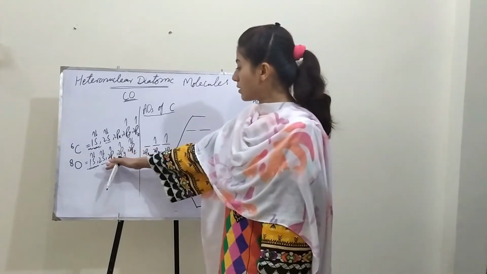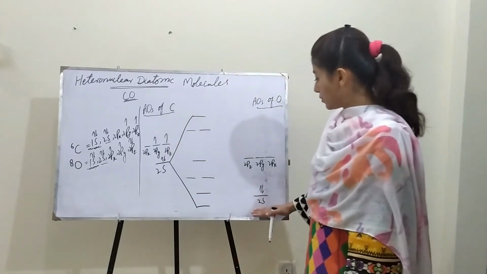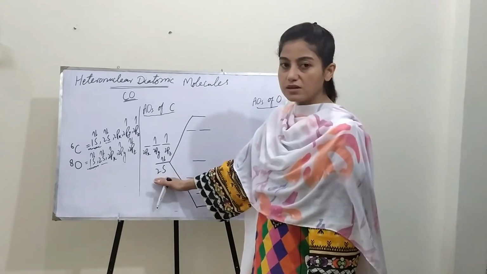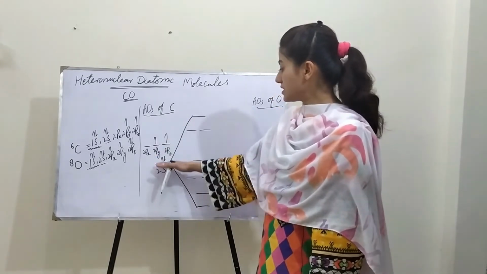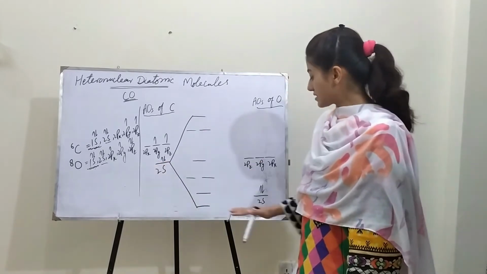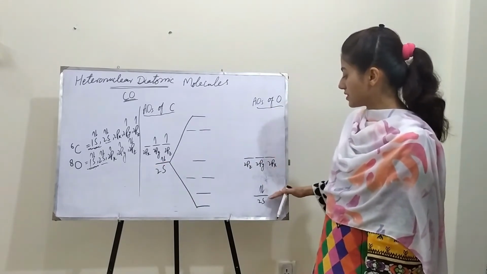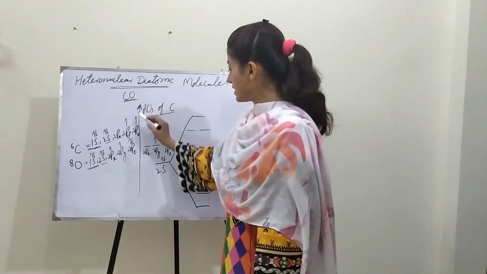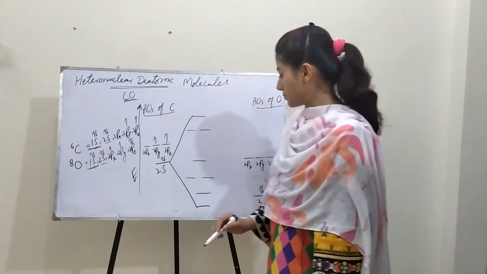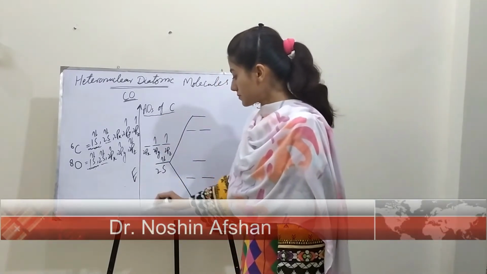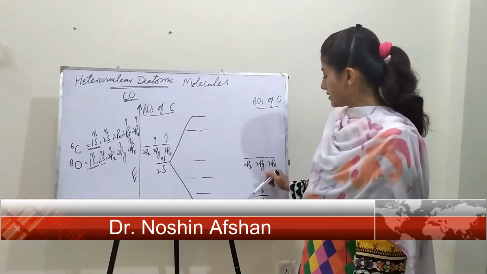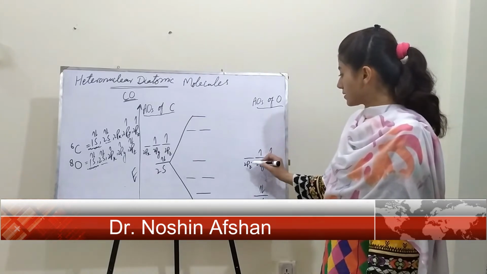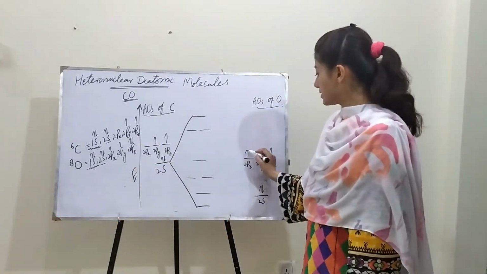Remember that the atomic orbitals of oxygen lie at a lower energy level as compared to those of carbon. The 2s orbital of carbon is at a bit higher energy as compared to the 2s of the oxygen atom. This lies at the least energy level. Here this is the energy axis and it increases from bottom to top. Now here come the 2px1, 2py1, then 2pz filled with 2 electrons.